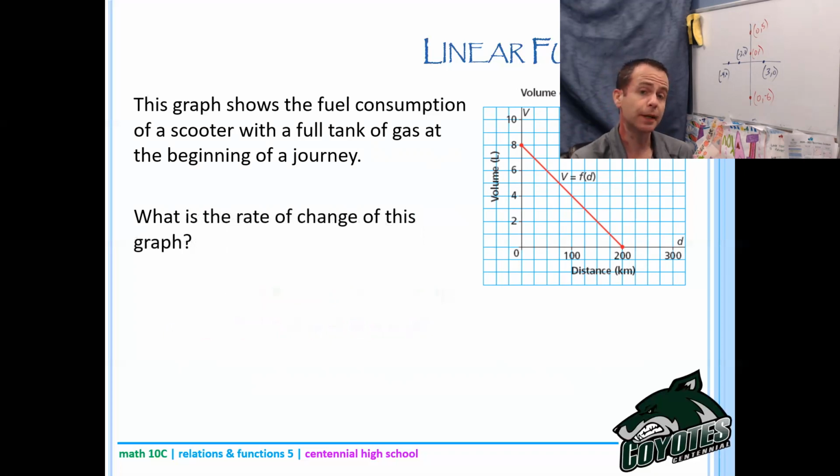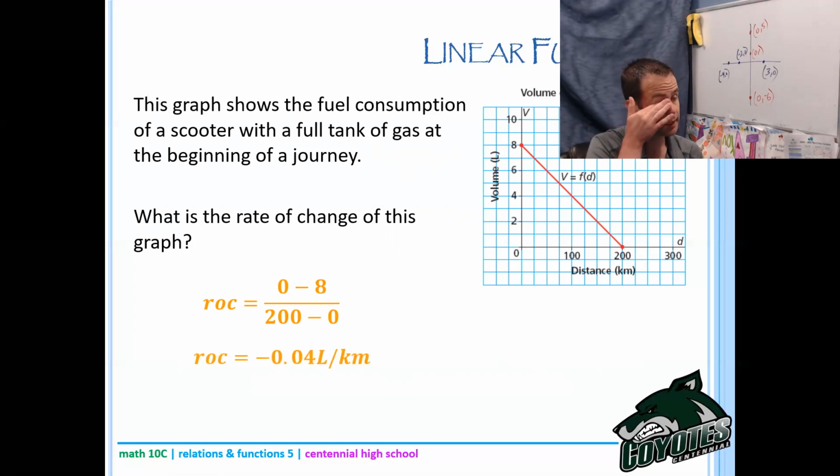What's the rate of change? So pick 2 points. Well, I have 2 very obvious points here, right? I've got the point (0, 8), and I've got the point (200, 0). So maybe I'll use those to get my change in y over my change in x. Remember, the rate of change is your change in your dependent divided by your change in independent. So I've gone (0 minus 8) over (200 minus 0). And what I want you to notice is that actually gives me a negative, and that makes sense because the negative refers to the fact that the volume is decreasing. So it's negative 0.04 liters per kilometer.